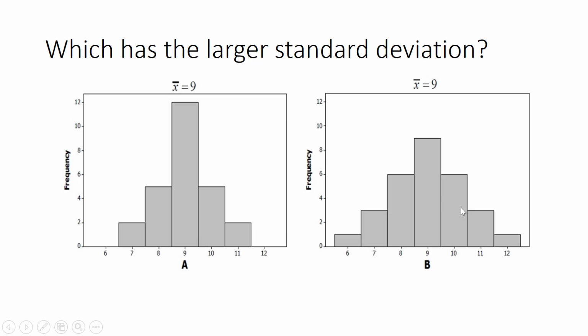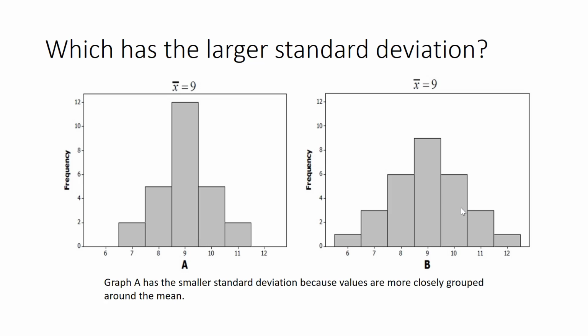Which of these two graphs has a larger standard deviation? Well, we probably can't compute mathematically what the standard deviation is, so we'll have to use what we can see from the graph. Graph A actually has the smaller standard deviation because values are more closely grouped or clustered around the mean.